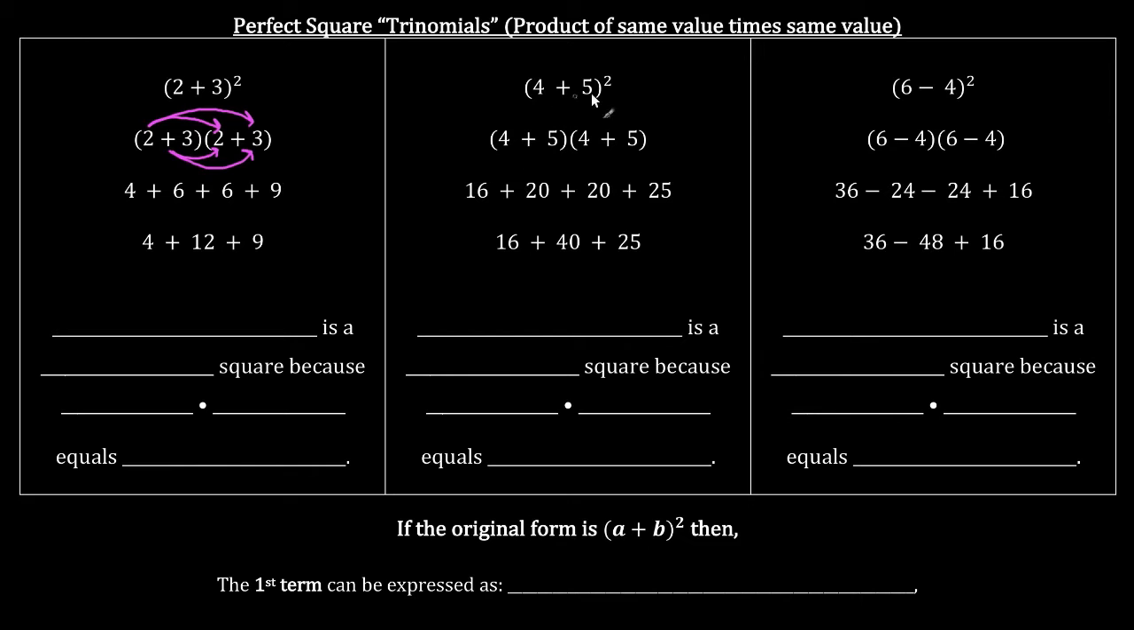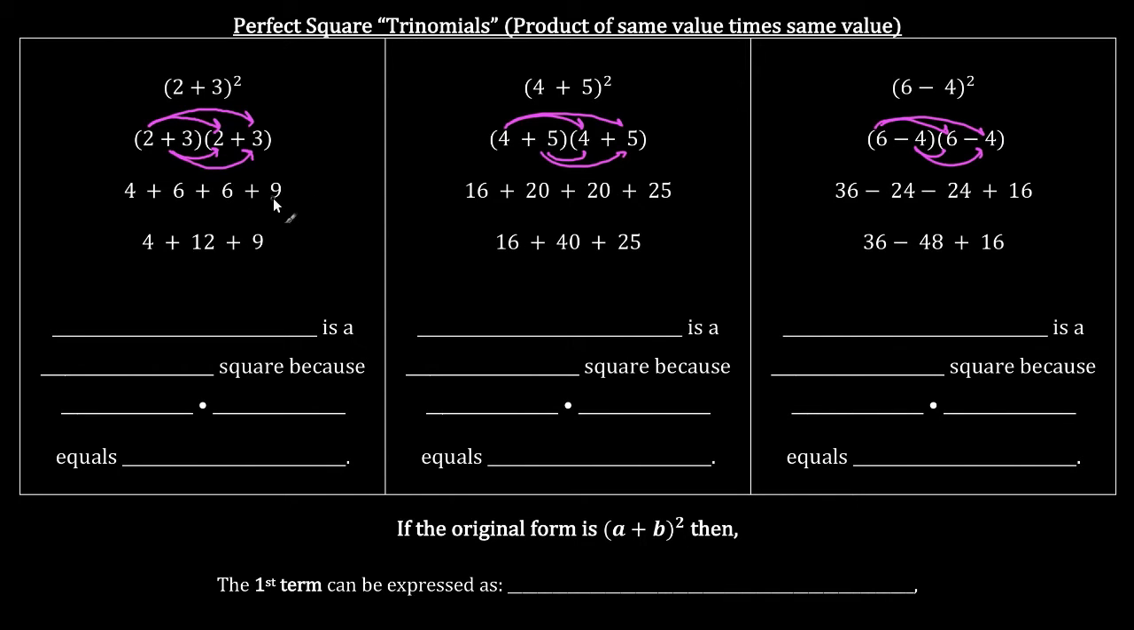Now, you can see that they did the same thing on each of these. They rewrote it, and then we rewrote it using distribution. So we distributed, we multiplied out, and we ended up with all these. Now, let's go back to our original. 2 plus 3 times 2 plus 3 gives us 4 plus 6 plus 6 plus 9.